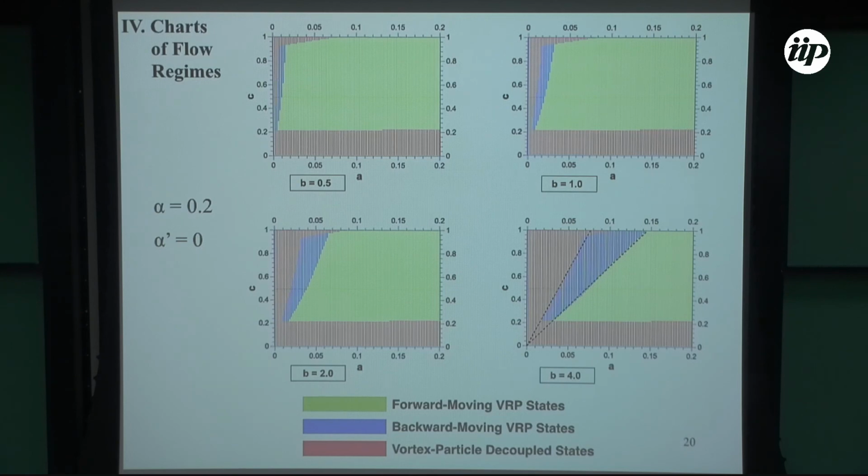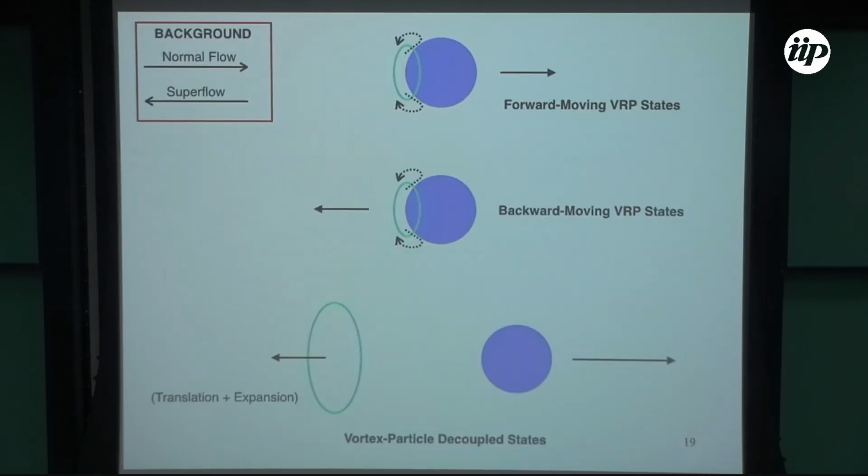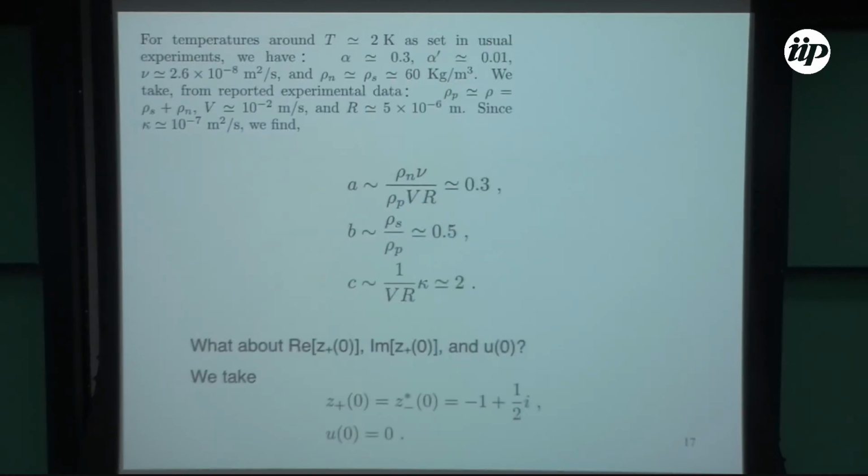An interesting observation here is that it seems that you have lines which bound these regions. The backward moving region seems to be bounded by straight lines, and this is something that you can understand if you look at the definition of the A and C parameters. They depend on the velocity and the radius of the particle. Here you have the definitions of them. So A is basically inversely proportional to the product of V and R, and C is also inversely proportional to V and R, but here I have the circulation quantum kappa. So the ratio between A and C doesn't depend on V and R.